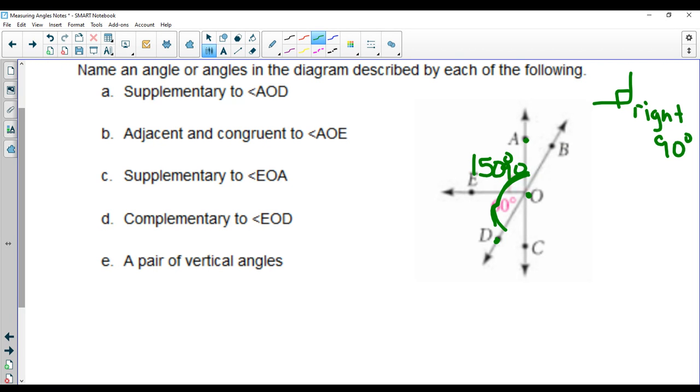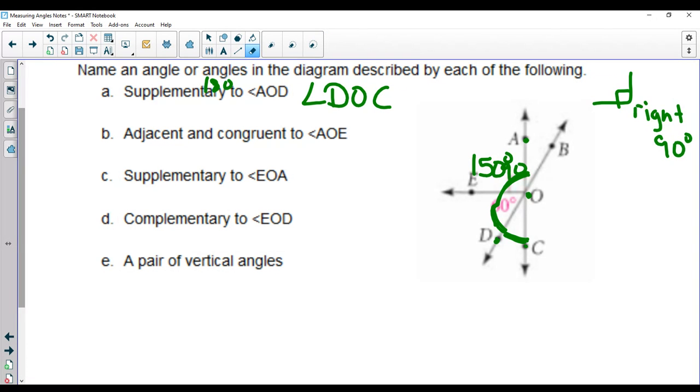I want to find an angle that when I add its measure to that 150, I would get to 180, because that's what it means to be supplementary. That means I'm going to get 180. Well, if I look, I already started this arc. If I continue it down to this ray right here, I get that half circle. So what's the angle that is this little arc that I had to draw in? It would be DOC. So supplementary would be DOC. Angle DOC.